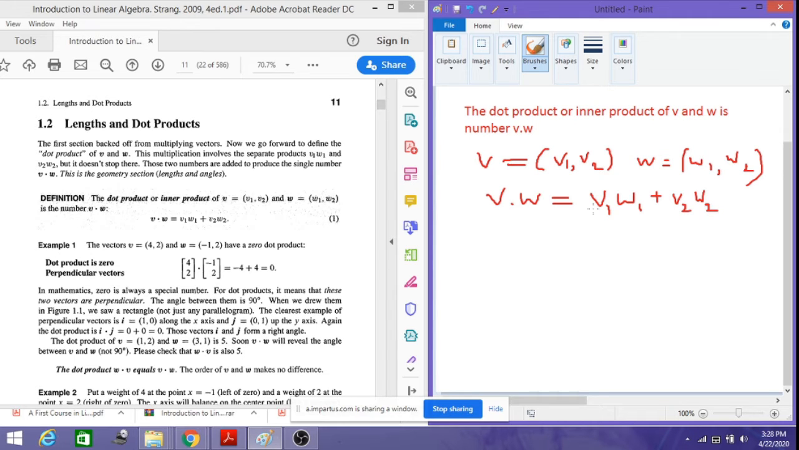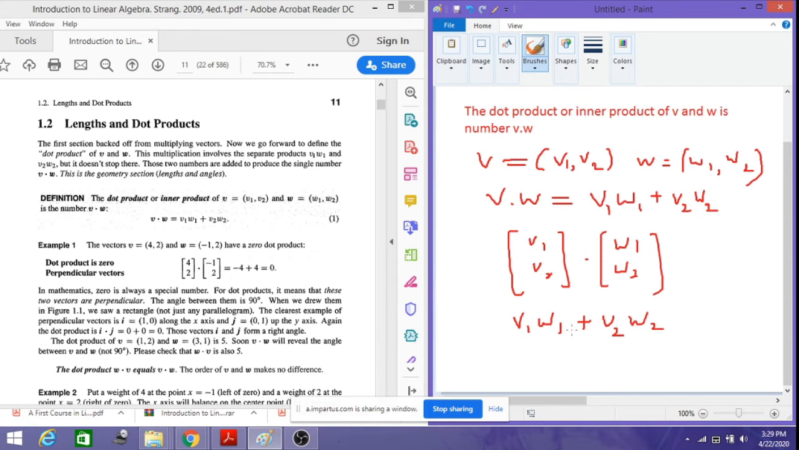If you write it in vector form, with v1 and v2, and you're taking the dot product with w1 and w2, it means we are multiplying the first components, v1 and w1, and then adding this to the product of the second components, v2 and w2.